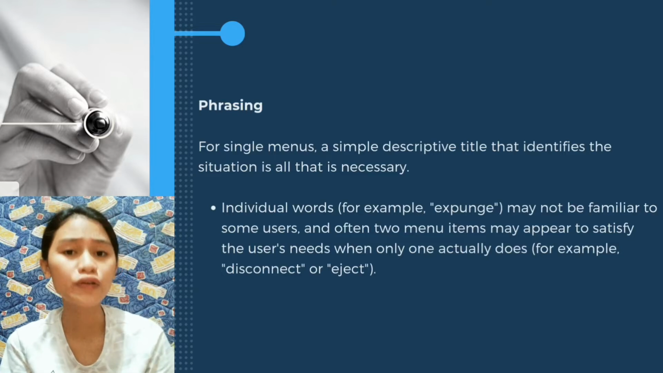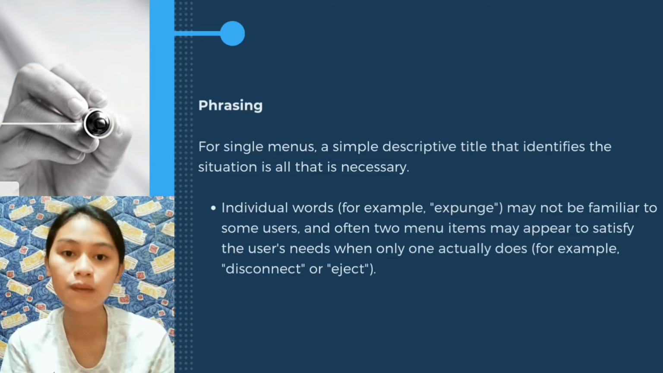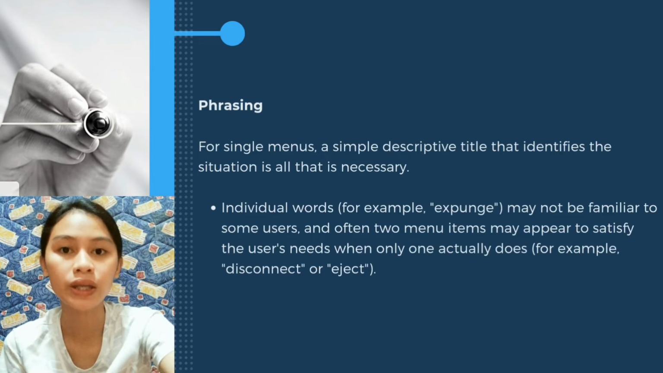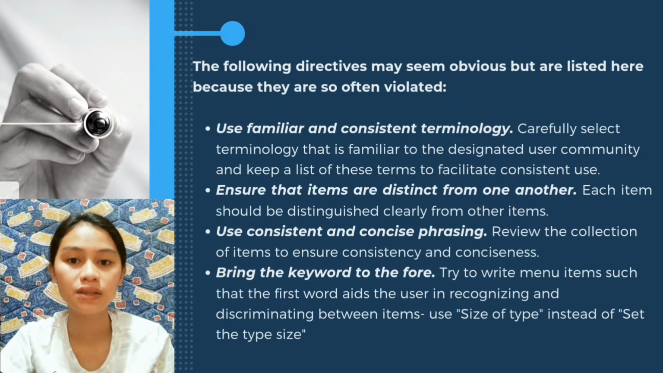Individual words, for example, expansion, may not be familiar to some users, and often two menu items may appear to satisfy the users and only one actually does. For example, disconnect or eject. This enduring problem has no perfect solution, but designers can gather useful feedback from colleagues, users, pilot studies, acceptance tests, and user performance monitoring. The following directives may seem obvious but are listed here because they are so often violated.